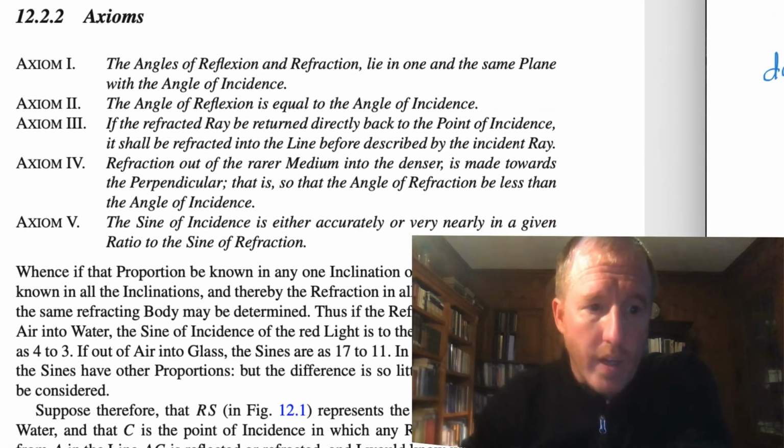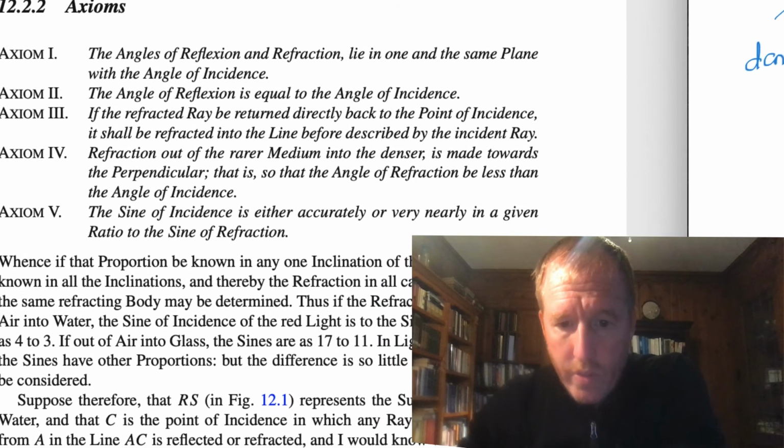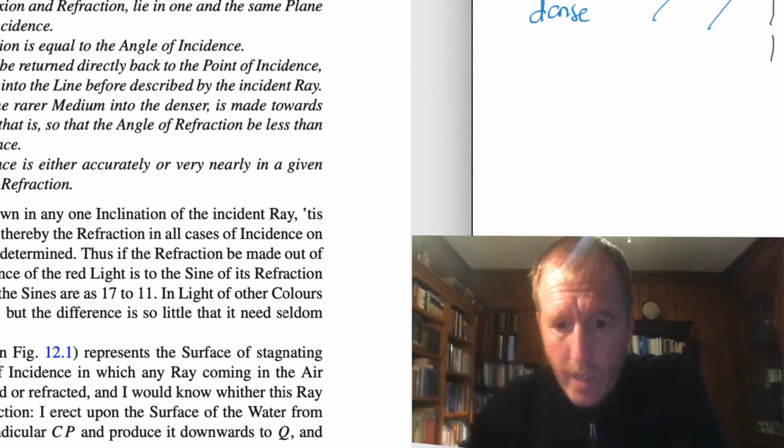Okay, let's move on to axiom 5. He says the sine of incidence is either accurately or very nearly in a given ratio to the sine of refraction. So what is he saying here? This is a little bit more complicated to explain.